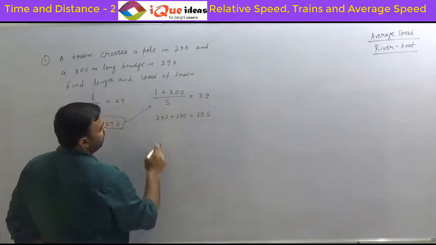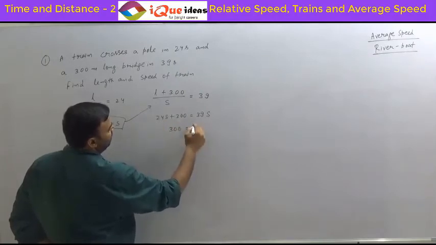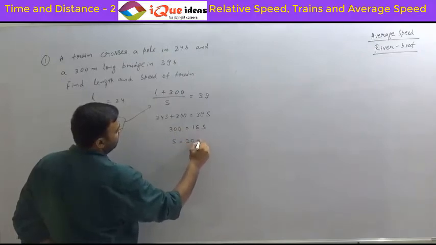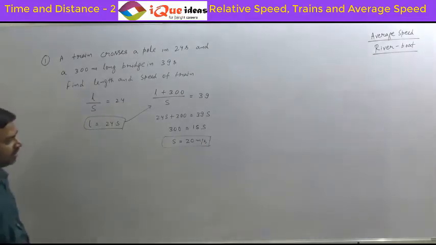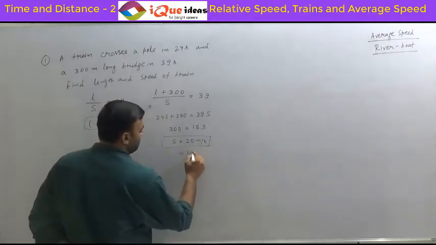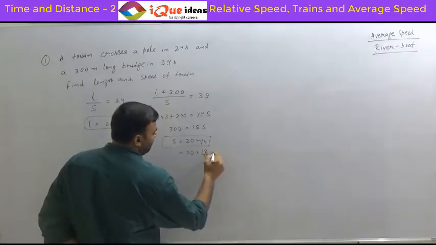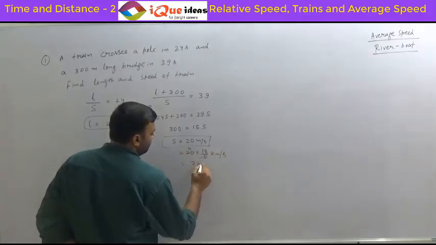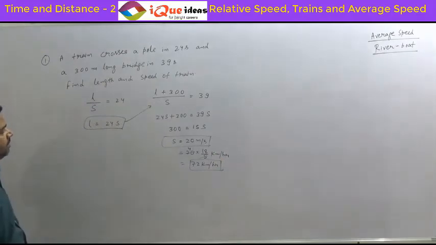This S goes to the other side. Send 24S on the other side, you will get 300 is equal to 39 minus 24, that is 15S. So S is equal to 300 by 15, which is 20 meter per second. So speed of the train is 20 meter per second. You can convert it into kilometers per hour, which is equal to 20 into 18 by 5 kilometers per hour. So 5 4s are 4 into 18, which is 72 kilometers per hour. Alright. So this is the speed of the train.